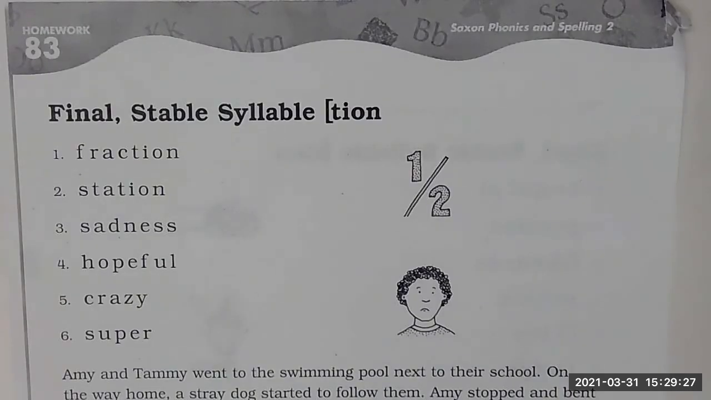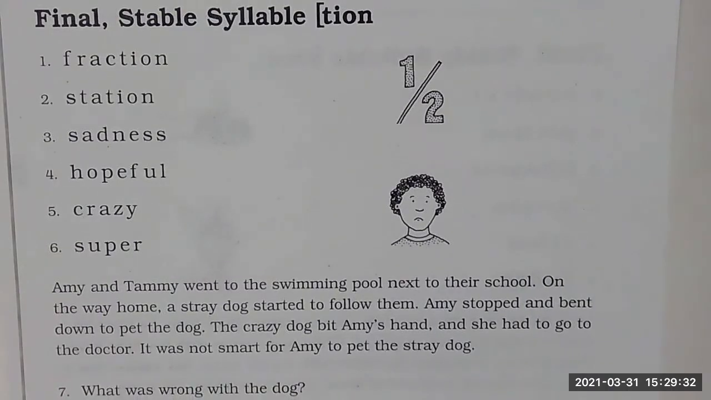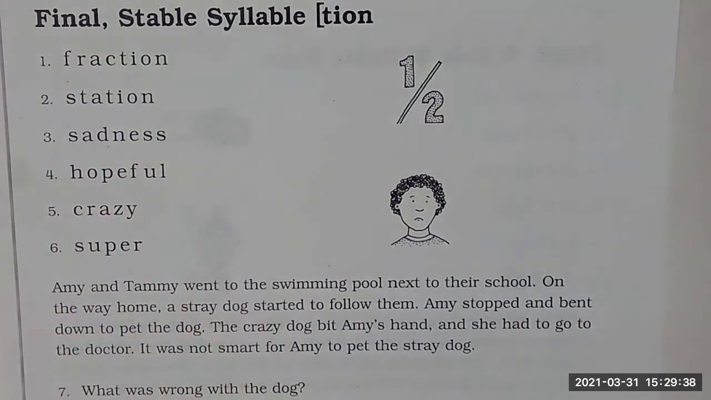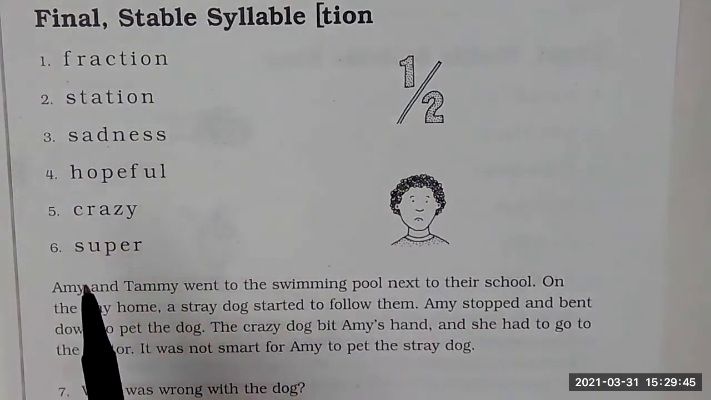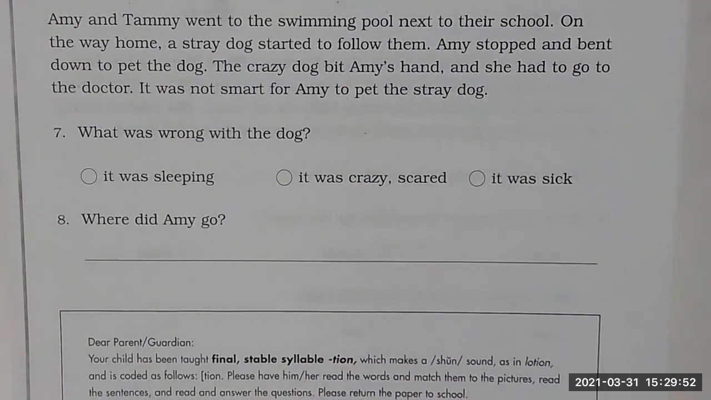Take a look at homework 83. First, you are going to read the words next to numbers 1 through 6. Then you will draw lines from the pictures to the matching words. After that, read the paragraph and answer the questions. When you finish your paper, read it to someone at home.